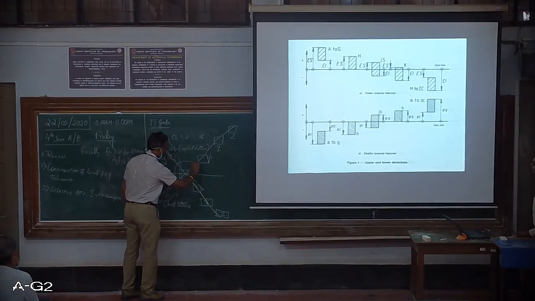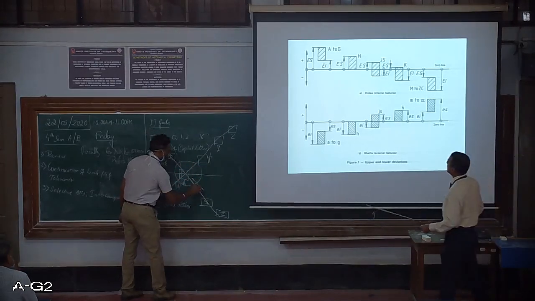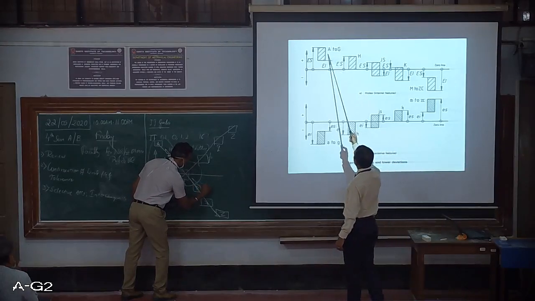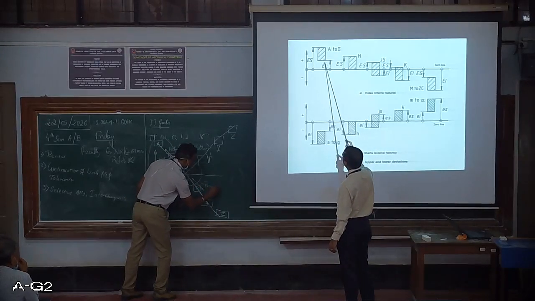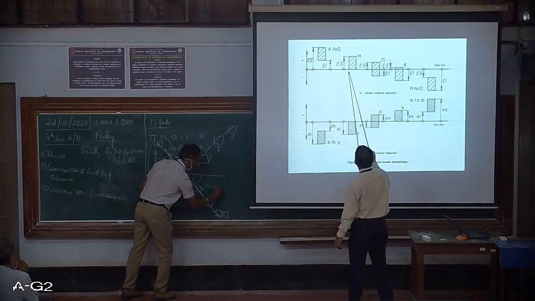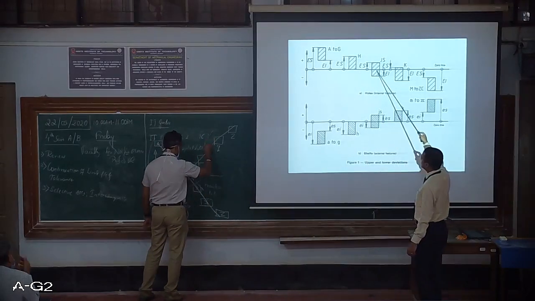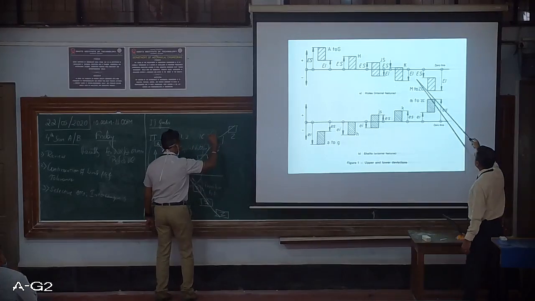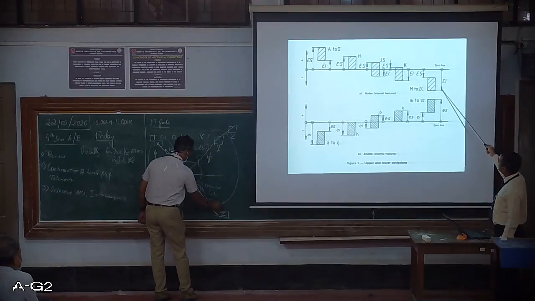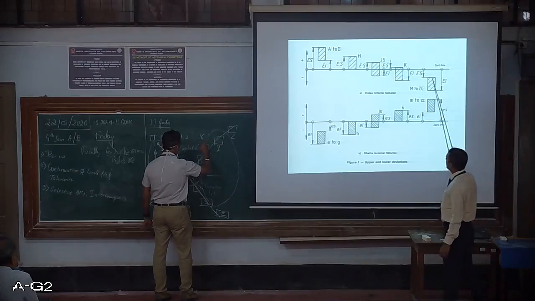So over here you can see the upper and lower deviation. This is how it is represented. So A to G are slightly above the X line, the 0 line. H is exactly on the 0 line. J is on both sides of the 0 line. K till ZC you can see on the negative side for holes.